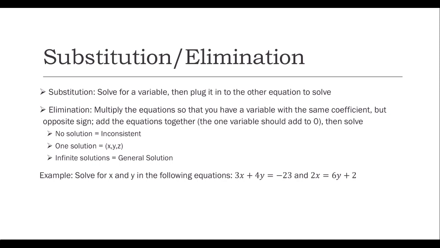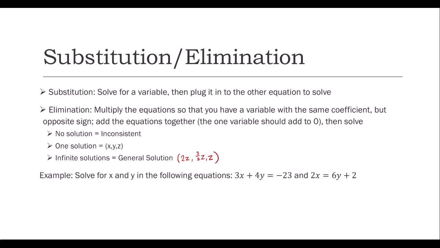If there's no solution, the system of equations is considered inconsistent. If there's one solution, you can write down your point as (x, y) or (x, y, z). If there are infinite solutions, you can write a general solution where you write one or two of the variables in terms of another variable. So for example, you could have (2z, 3/2 z, z).